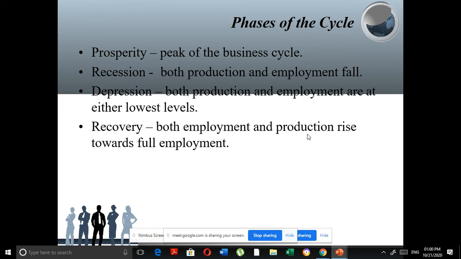And we have recovery. What does recovery mean? So employment and production increase towards full employment. These are four main phases of the cycle. You have to know, okay? Is it clear till now?